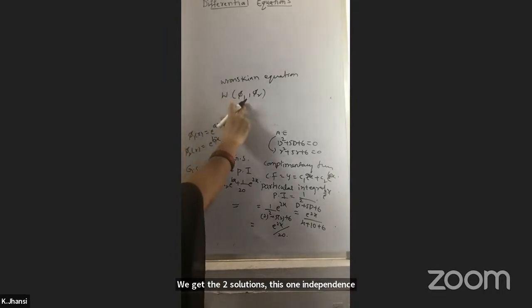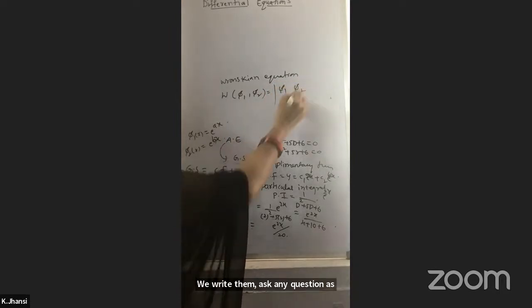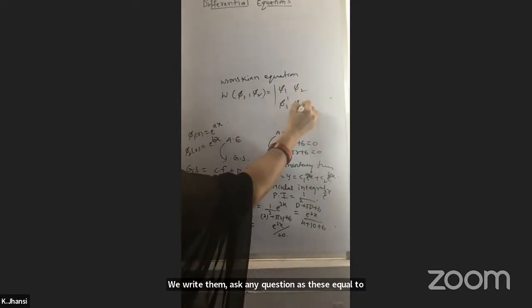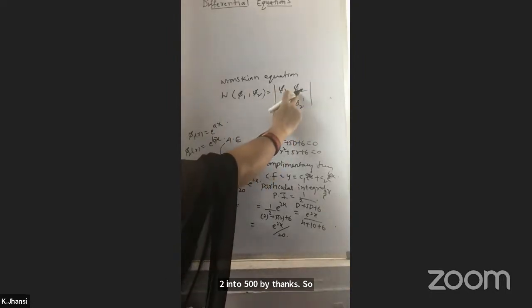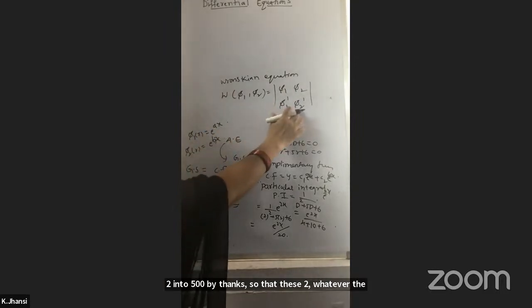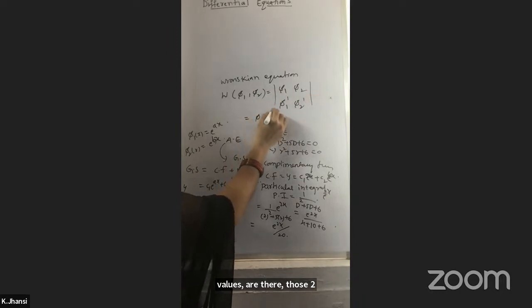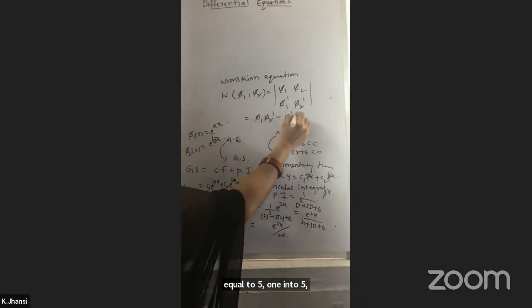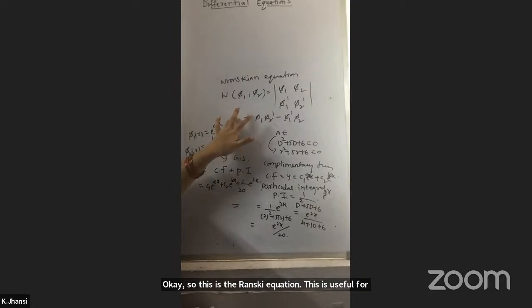We'll write the Wronskian as W equals the determinant of phi1, phi2 over phi1 dash, phi2 dash. Those are the differentiations of these 2 values. So it equals phi1 into phi2 dash minus phi1 dash into phi2. So this is the Wronskian. This is useful for finding the non-homogeneous differential equation by variation of parameters.